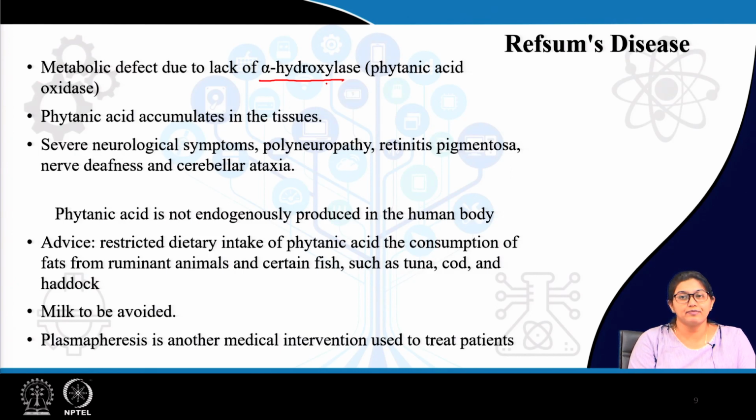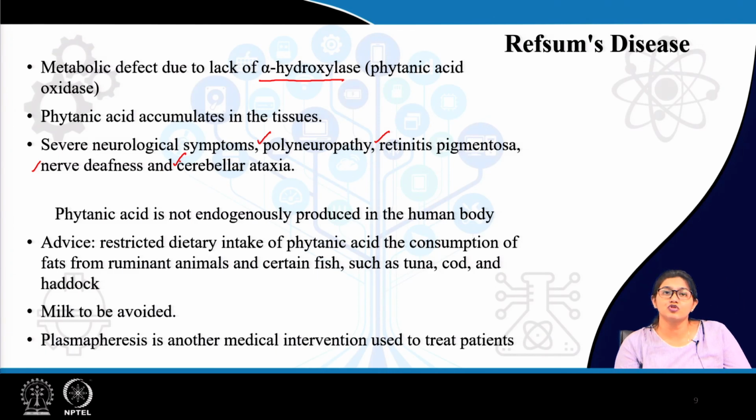Now, what happens, definitely the phytanic acid oxidation is hampered, leading to phytanic acid accumulation, and this phytanic acid affects the central nervous system as well as peripheral nervous system. So, what we can see, there is polyneuropathy, retinitis pigmentosa, nerve deafness as well as cerebellar ataxia.